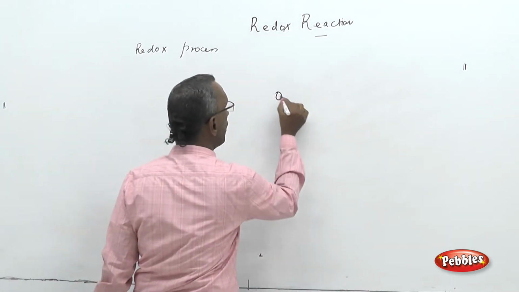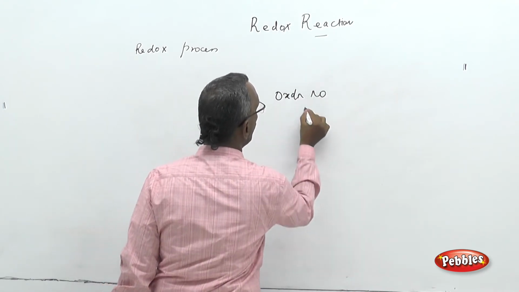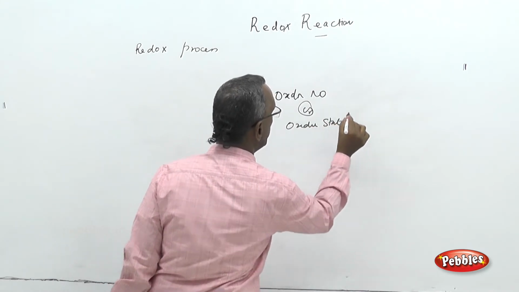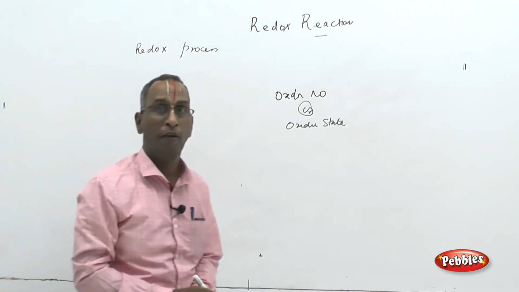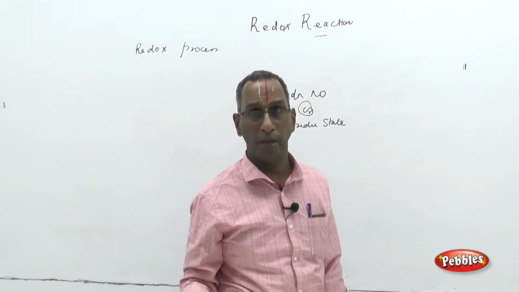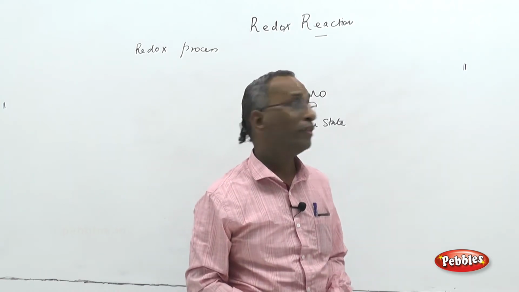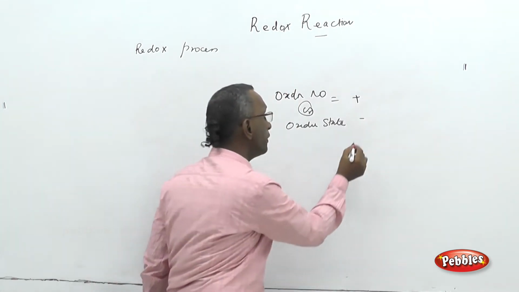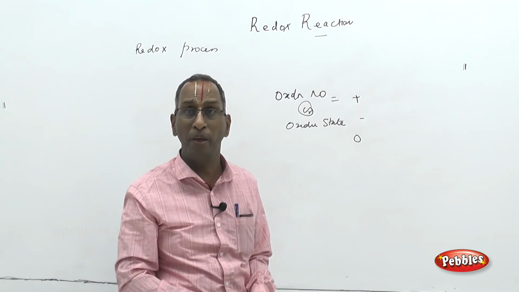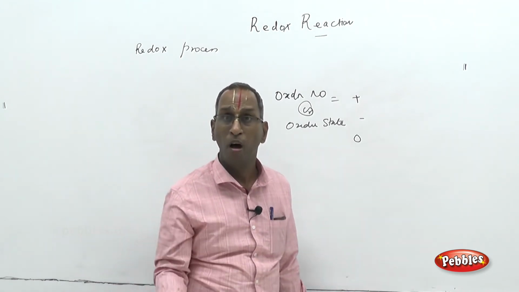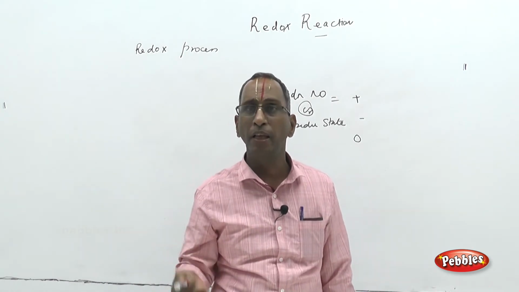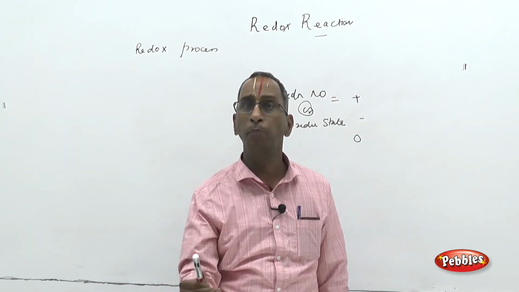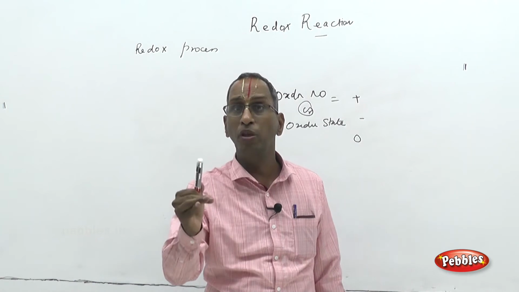Oxidation number is also called oxidation state. Oxidation state or oxidation number is one which prescribes the material selectively for oxidation or reduction. This oxidation number can be positive, negative, or even 0. Oxidation number positive means it is in the higher oxidation state. Oxidation number negative means it is in the lower oxidation state. Even if you compare two or more positive numbers, less positive is lower oxidation state, and more positive is higher oxidation state.